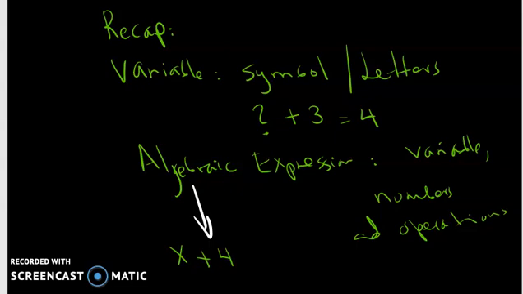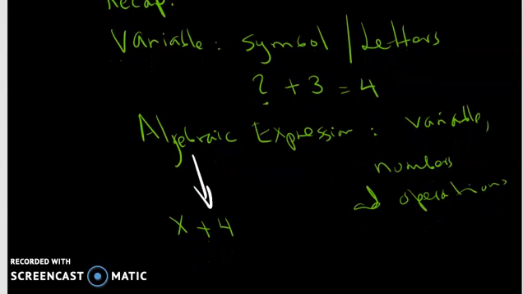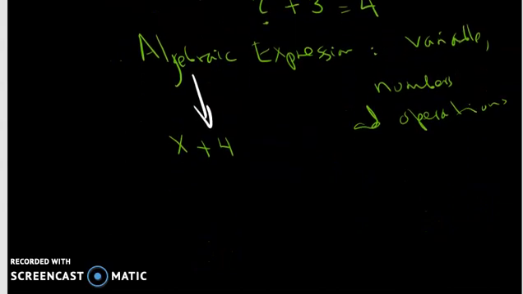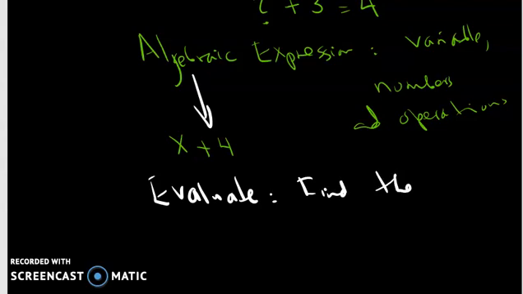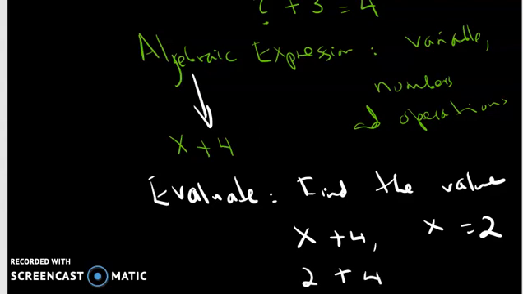And the last thing that we talked about today is how you can evaluate your algebraic expression. To evaluate means you find the value of an expression. So x plus 4, given that x is equal to 2, this will equal 2 plus 4, and that is equal to 6.